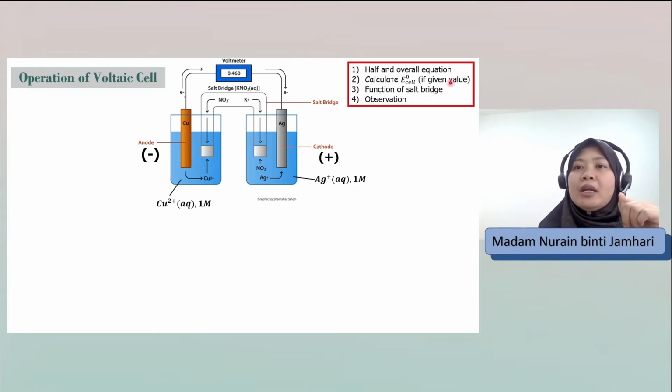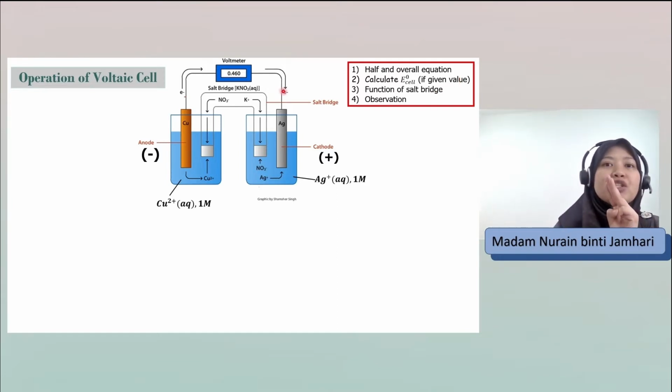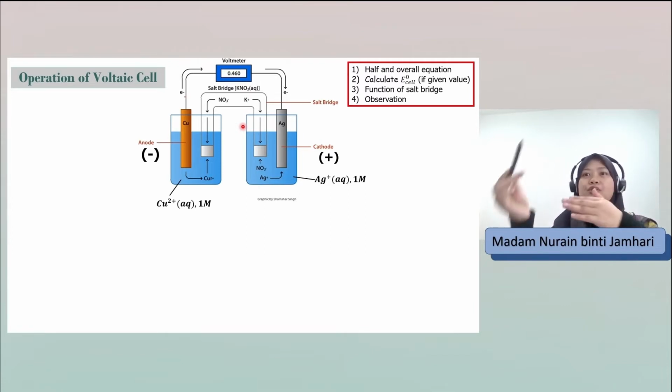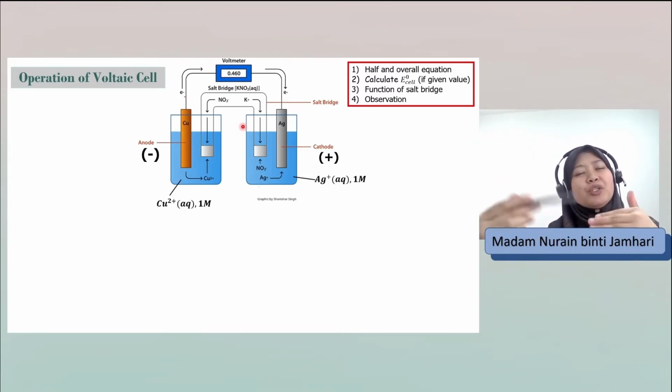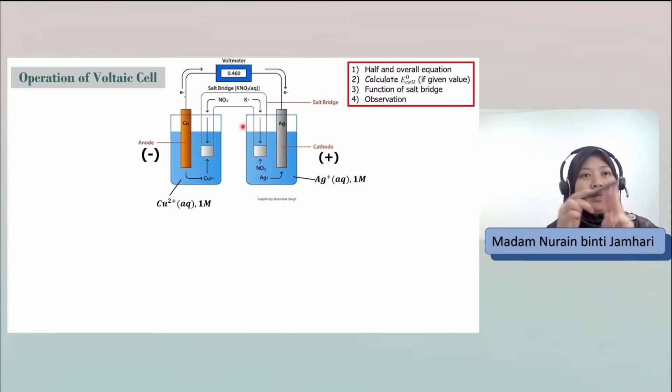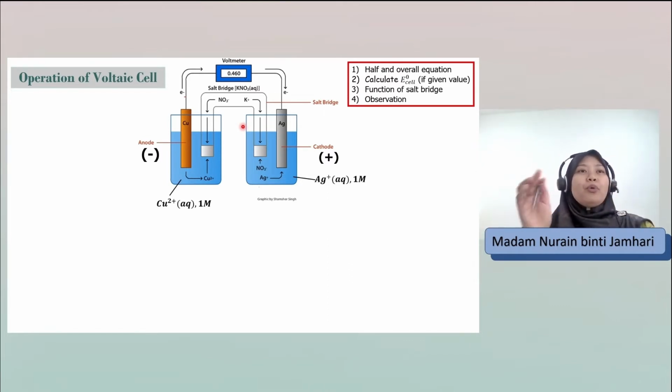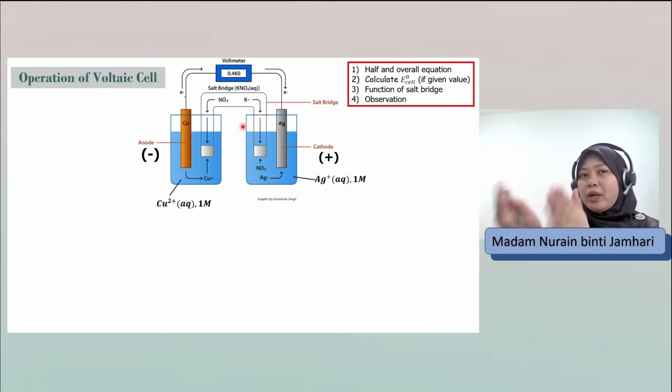Okay, kemudian soalan akan minta awak terangkan function of salt bridge based on your drawing. Okay, dalam drawing awak guna salt bridge apa? So what the salt bridge you did in the galvanic cell. So that's the third point yang you kena cerita when you describe the operation. And the last one, you have to write observation that you can see on both half cell. Apa awak nampak kat anode, apa awak nampak kat cathode.